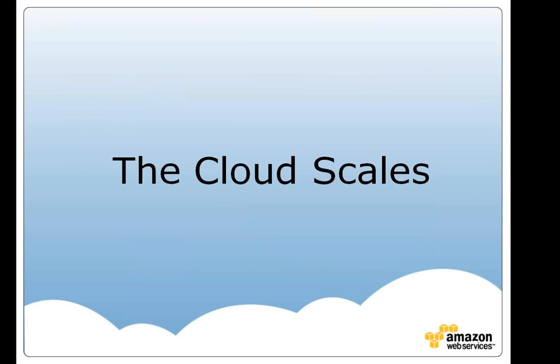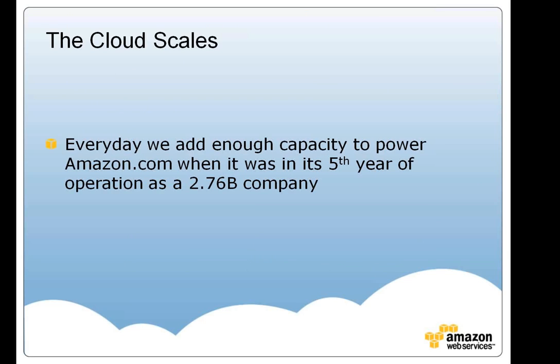So people ask us all the time about the ability for the cloud to scale. Can it really handle the very, very large-sized businesses? So this is the level of capacity that we add to AWS. When Amazon.com was in its 5th year of operation, we had a certain amount of IT resources. We were doing $2.76 billion a year in business, so we had a certain amount of IT capacity to power that. Every day, we add enough additional capacity to Amazon Web Services to power that entire $2.76 billion company. So that's the degree of growth that we're currently undergoing with Amazon Web Services.